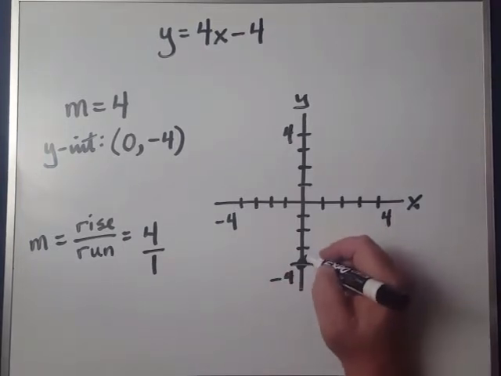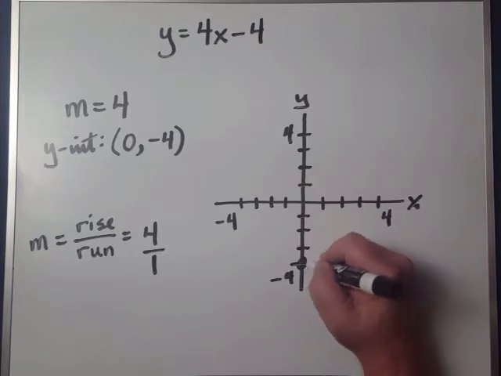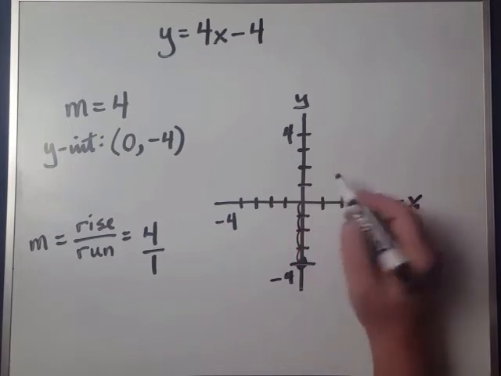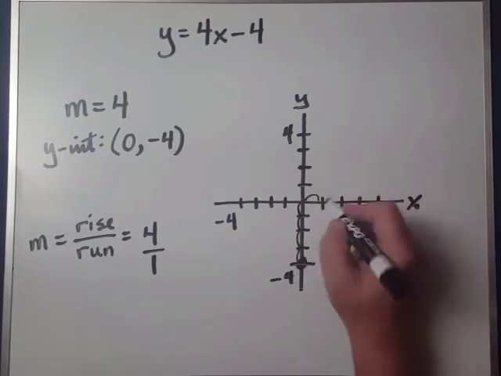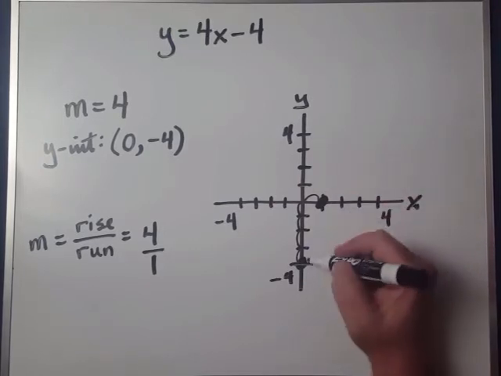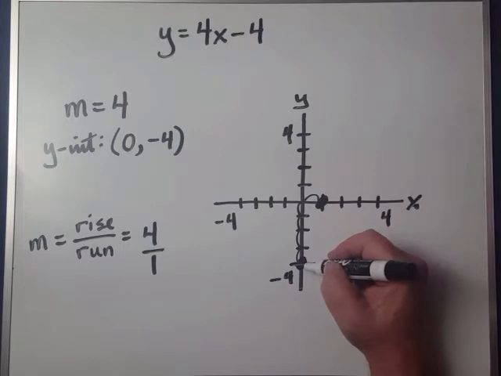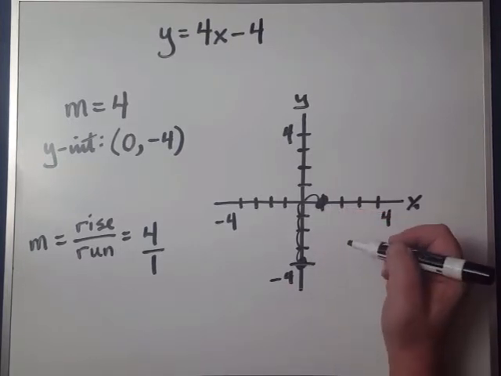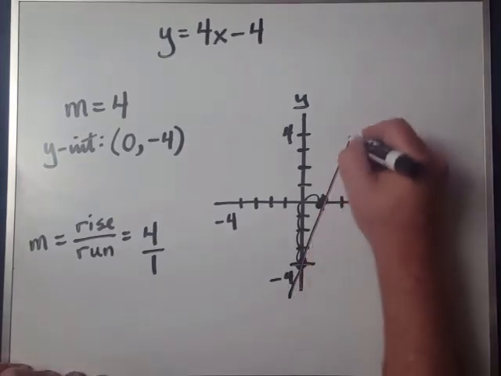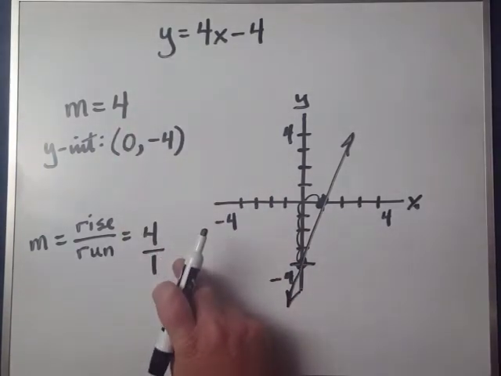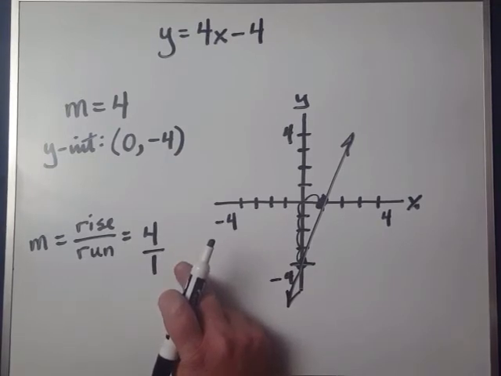Well, let's do that here. Let's go up 4 from the point we have. Let's go up 4, 1, 2, 3, 4, and over 1, there's 1, and that lands me right here at 1 on the x-axis. All I did was from the point that I have, go up 4 units and over 1 unit, and I found a second point. And draw your line. And that's all she's asking you to do. But we want to practice using the slope in order to find that second point.